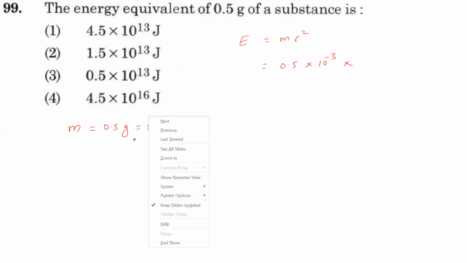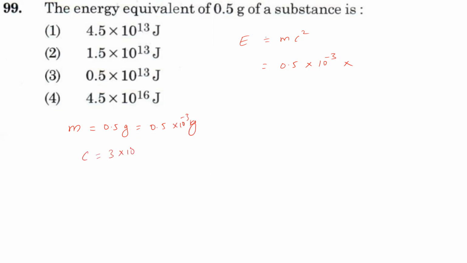The energy equivalent of 0.5 gram of a substance. According to the energy-mass relation, energy is equal to mc square. Here m is given as 0.5 gram. Convert gram into kilogram, so 0.5 into 10 power minus 3 kilogram. Next, the speed of light is 3 into 10 power 8 meter per second. Now substitute c as 3 into 10 power 8, whole square.